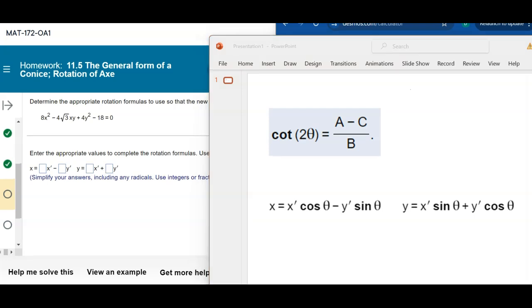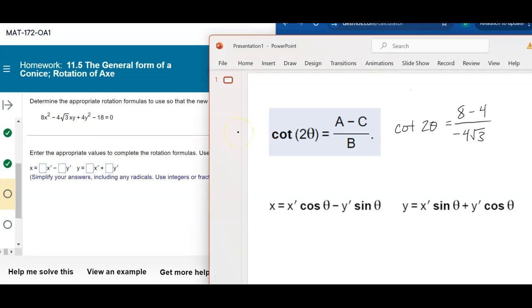A is the number in front of x squared, B is the number in front of the xy term, and C is the number in front of y squared. So there's where everything goes. The A is 8, the C is positive 4, and the B is negative 4 square root of 3. When I do my math, 8 minus 4 is 4, so this is negative 1 over the square root of 3.